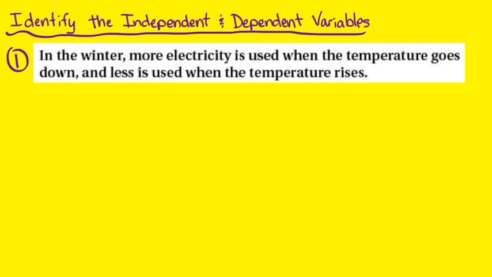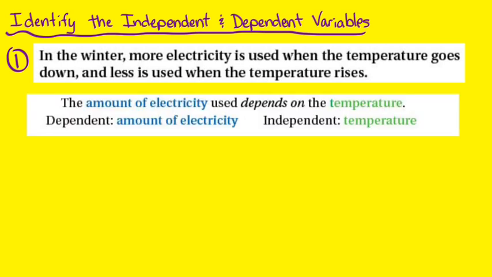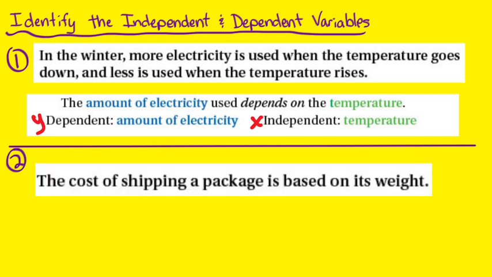In the winter, more electricity is used when the temperature goes down, and less is used when the temperature rises. So what is being affected here? The electricity is being affected by the temperature, right? So we know the amount of electricity depends on the temperature. And so the amount of electricity is the dependent variable, which would be the y, by the way. Yep, this means that this is the y. And the independent would be the temperature, which is also known as the x.